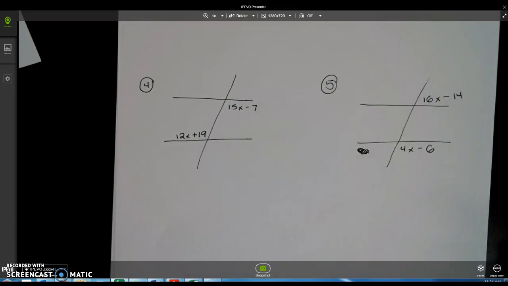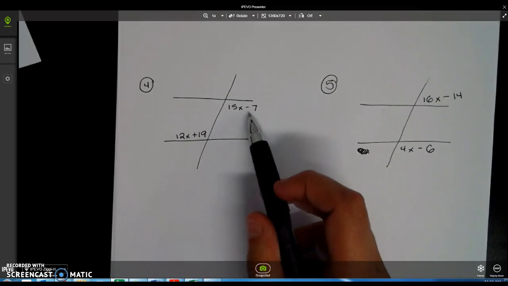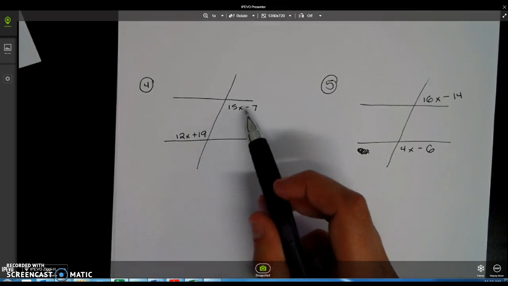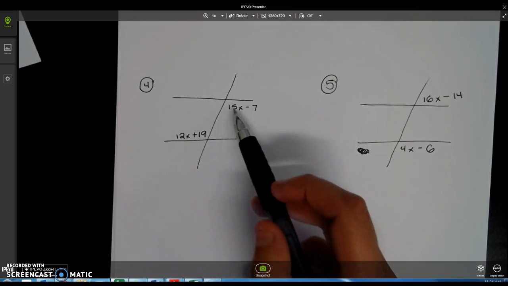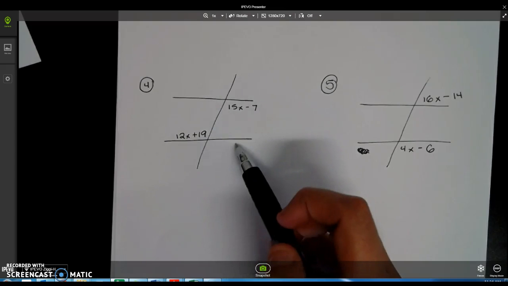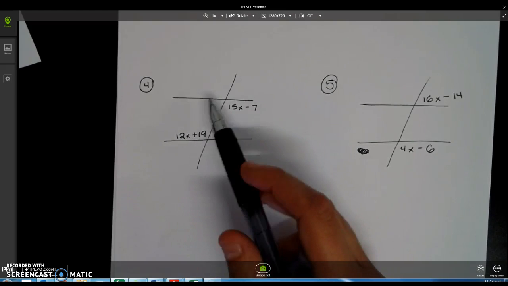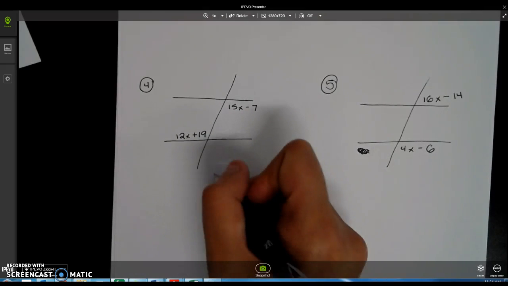Anything else is going to add to 180. That includes same side interior. Right? So I just have to look at these and decide which type they are. These are alternate interior. This one's on the right side and it's in between the parallel lines. This one's on the left side and it's in between the parallel lines. These are equal to each other.